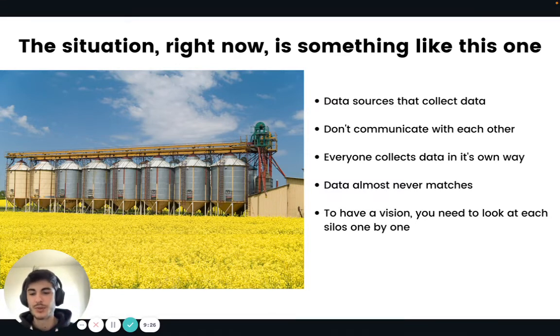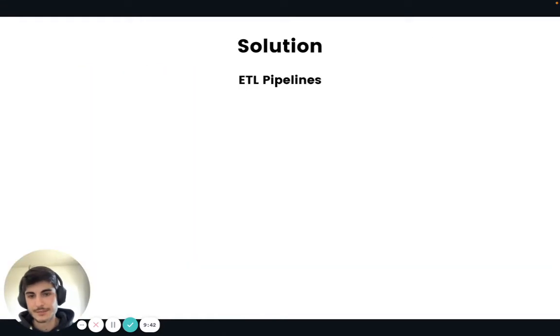Also, when you have more than two silos, you need to think and match that in your head or through a Google Sheet. And usually the human brain is not really built to process all this data simultaneously. So what's the solution? The solution is in ETL pipelines.